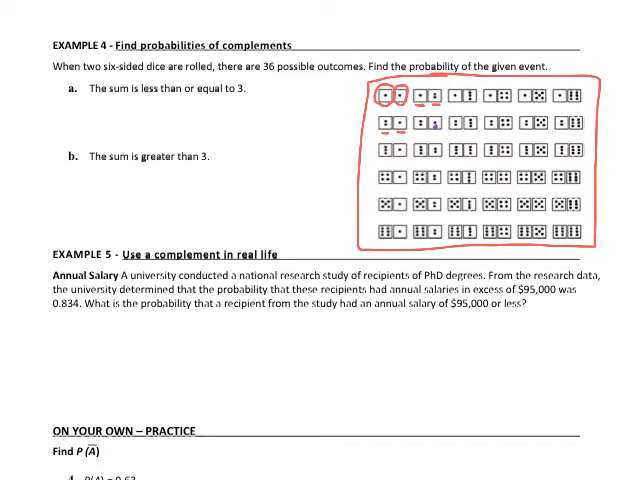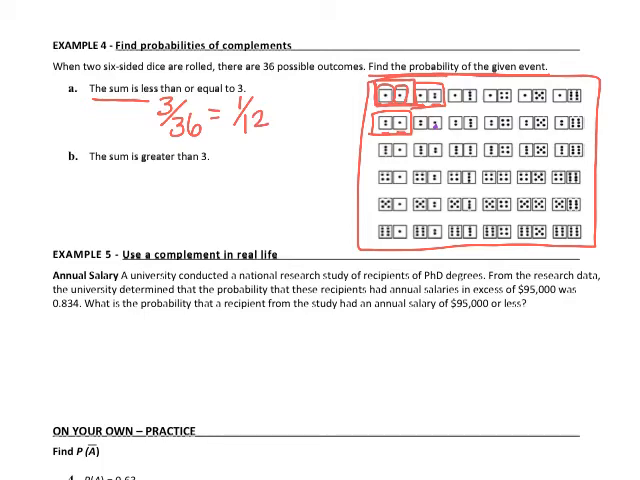So we are asked to find the probability of the sum of the 2 dice being less than or equal to 3. So if we add up the top sides of the dice, the sum has to be less than or equal to 3. So I'm just going to circle the ones that are 3 or less, and these are the only 3 that I see. So 3 out of the 36, or 1 out of 12, have a sum less than or equal to 3.